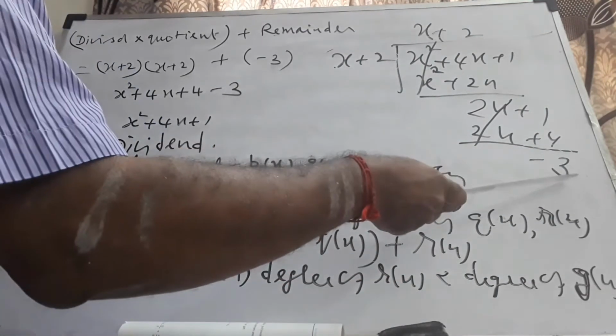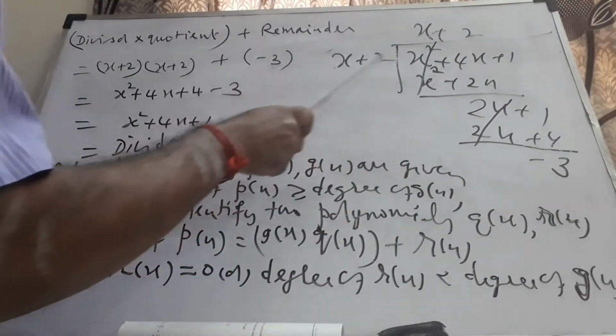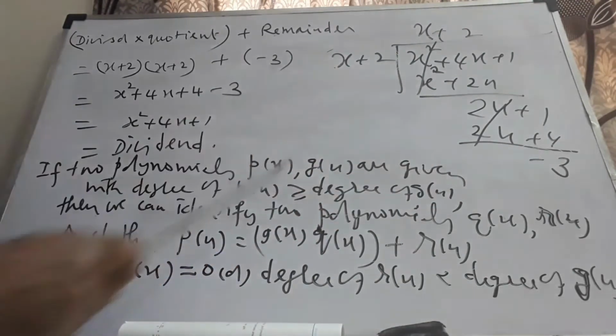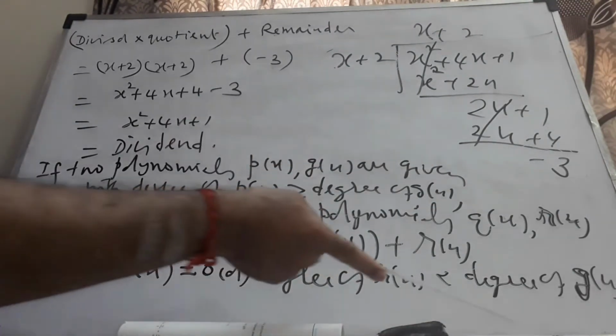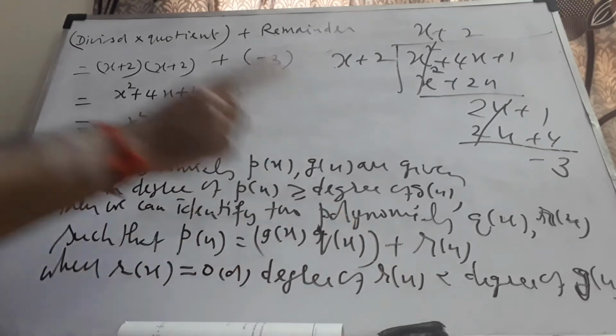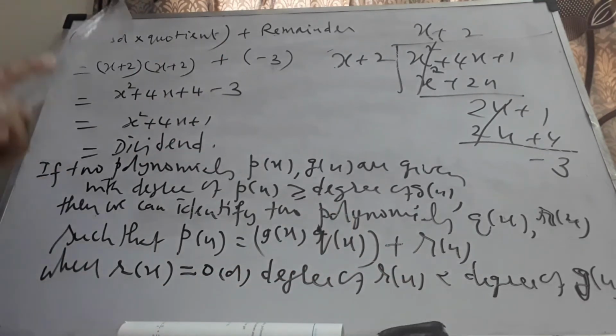Here the degree is 0. Here the degree is 1. It is smaller. The degree of the remainder should be less than the degree of the divisor. That is what you are supposed to remember. Such a rule is known as the division algorithm for polynomials.